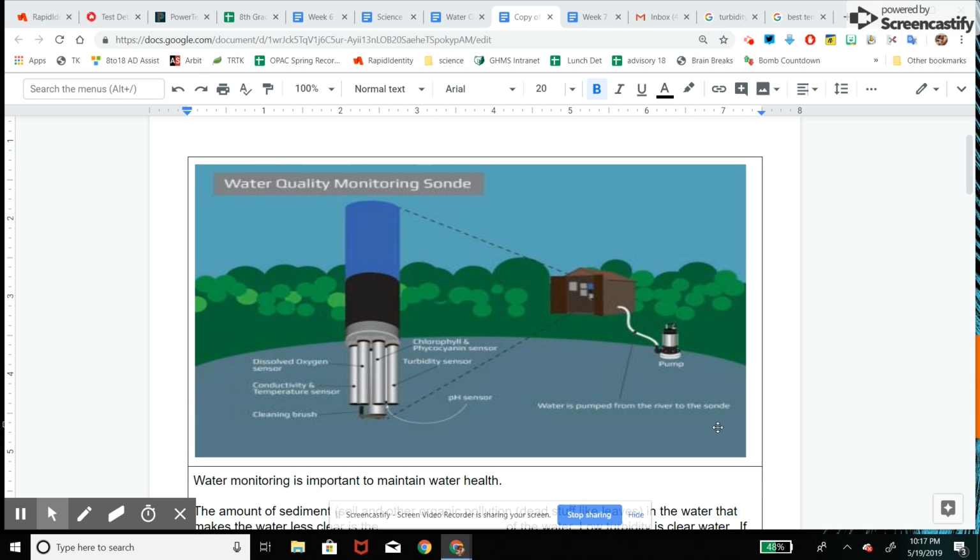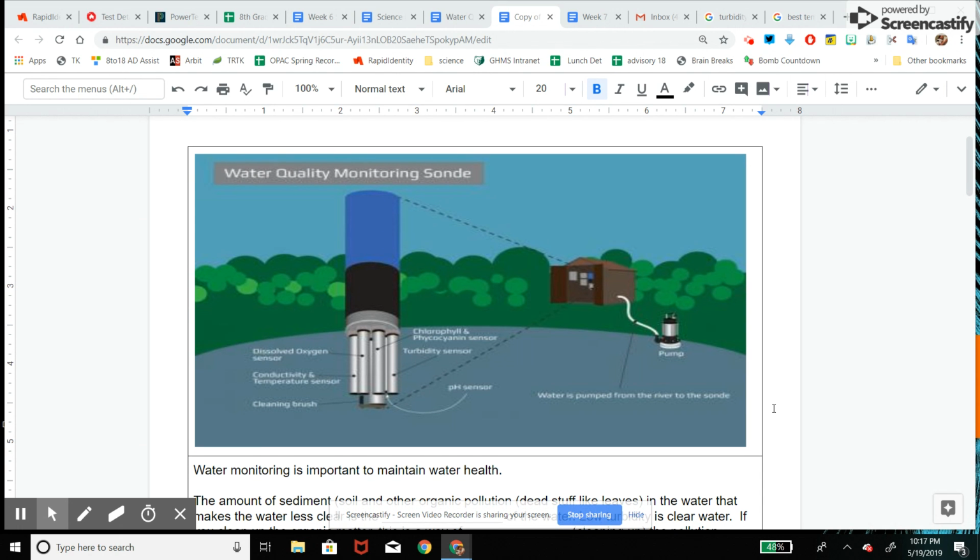Today we're going to talk about water quality, water treatment. How do you tell that water is safe to drink or not? The first diagram at the top has a picture of a system where they use a sensor and send information back. This one measures dissolved oxygen, turbidity, temperature, and pH.